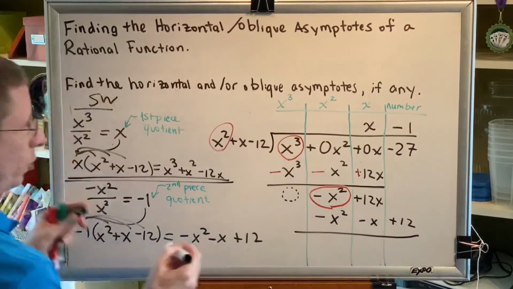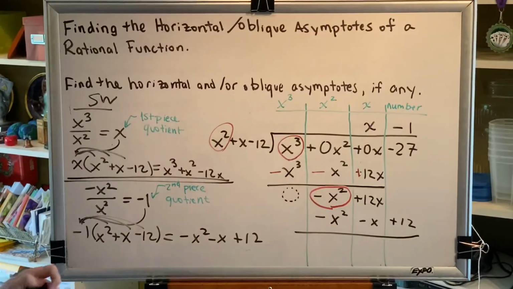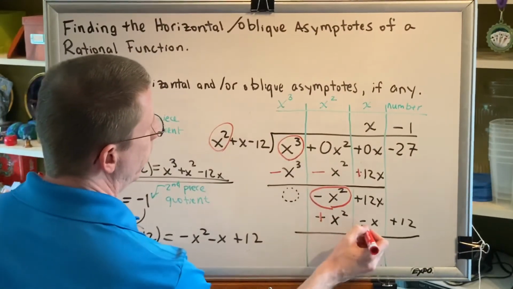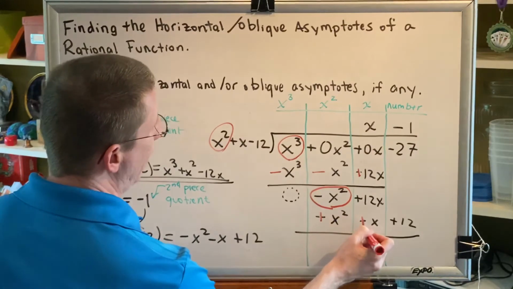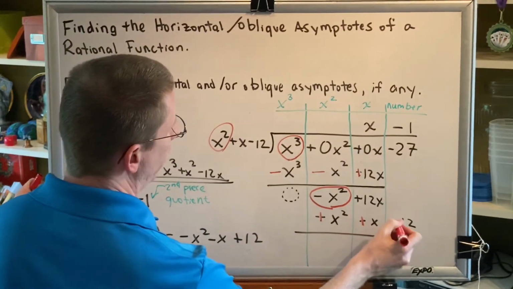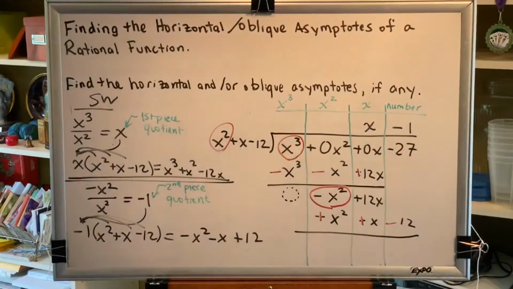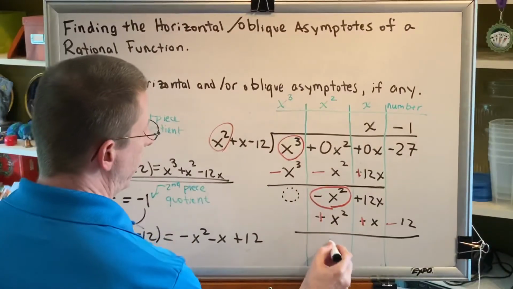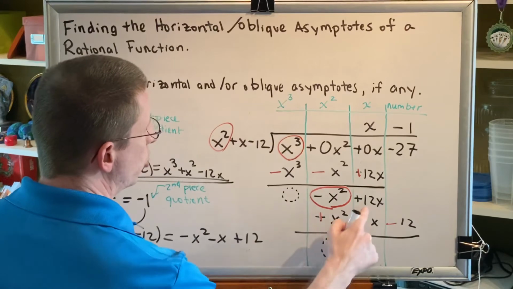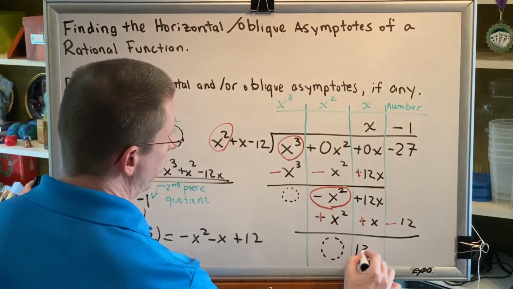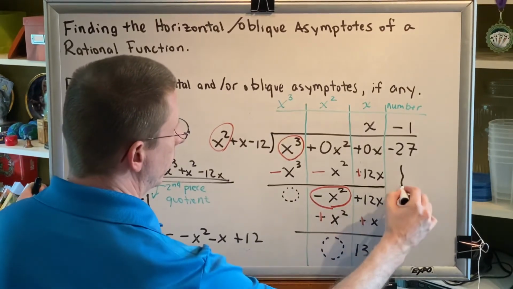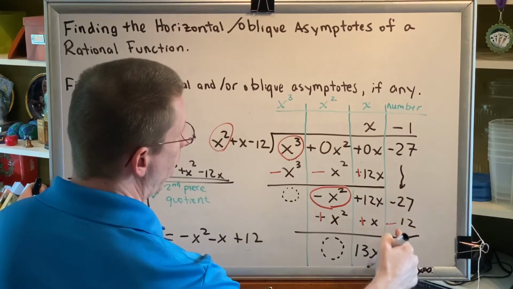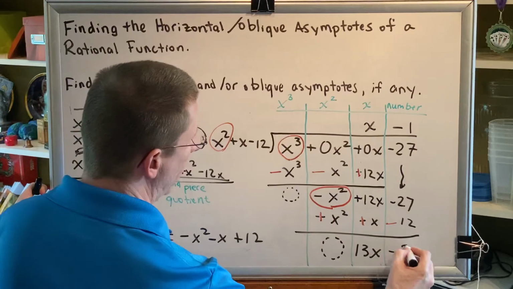Draw the line, change the sign, then combine. So this negative x squared becomes positive x squared, this subtract x becomes add x, and this plus 12 becomes minus 12. Now combine vertically. Negative x squared plus x squared makes 0. 12x plus x makes 13x. And this negative 27 minus 12 makes negative 39.